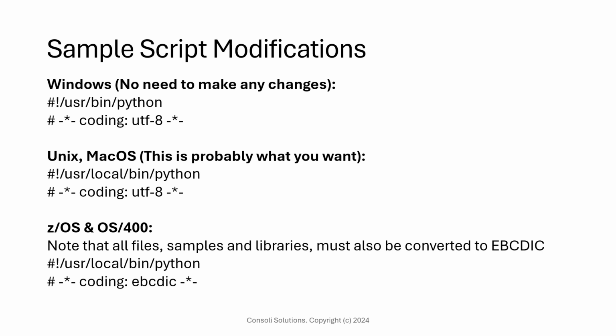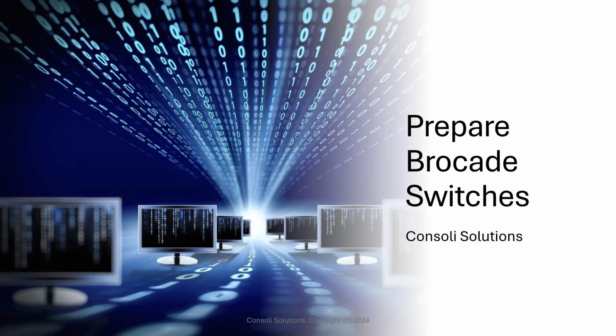If you don't have a system admin and you're not sure what to do, just do the recommended edits I have here. All of the sample scripts must have the correct shebang line and encoding comments. Use VI, Notepad, or any plain text editor to make the changes. This concludes everything I think you need to know about installing and configuring your PC or your workstation for Python. Now we need to talk about what you need to do with your Brocade switches.